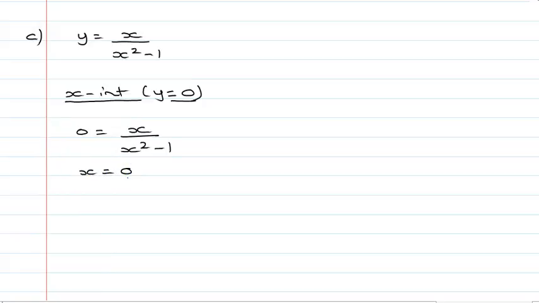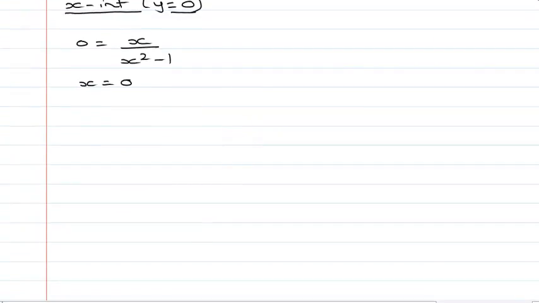Now we need to integrate between x equals 2 and x equals 3. x equals 0 is outside of this region, so it's not going to affect our integral. So I've only got one integral. I'm just integrating this function between x equals 2 and 3, and there are no other intercepts in between. So setting up the integral is easy. Remember, we have to take the absolute value because we do not know if this is above or below the x-axis.